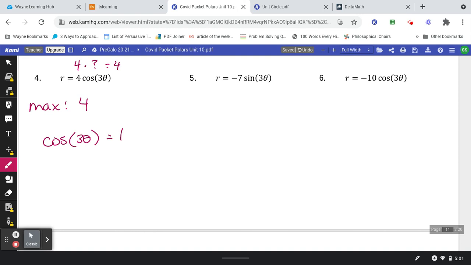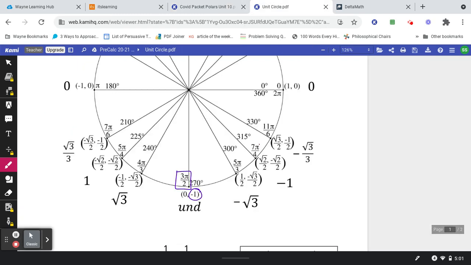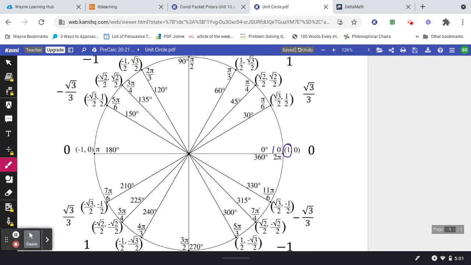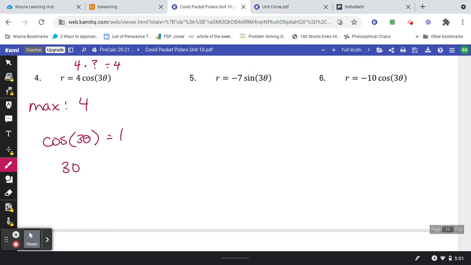That does kind of help clarify some things. So now we look to our unit circle. Find where cosine x is 1. That happens right over here at 0. So 3 theta equals 0. Multiply by 1/3. Doesn't really matter what I do to the 0. It's still going to get me a 0. So maximum value of 4, and that happens in the direction of 0, which would be all the way to the right.